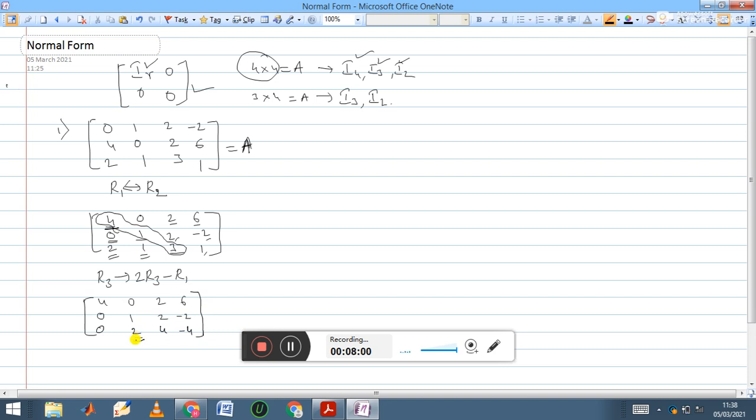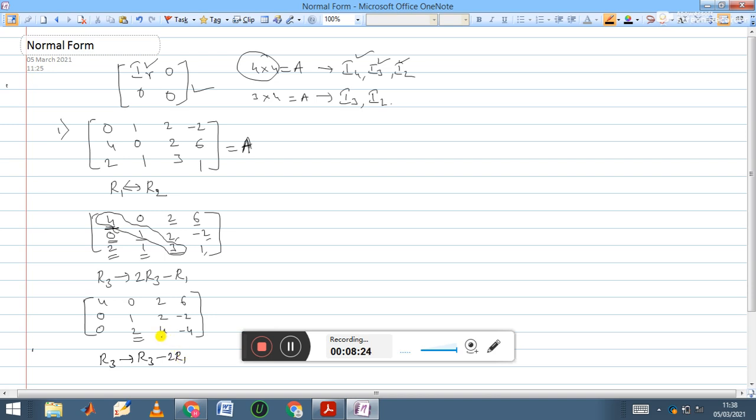Now again you need to make the third row second entry 0. To make the third row second entry 0, you make use of R2. Therefore your next operation is R3 becomes R3 minus 2R2.